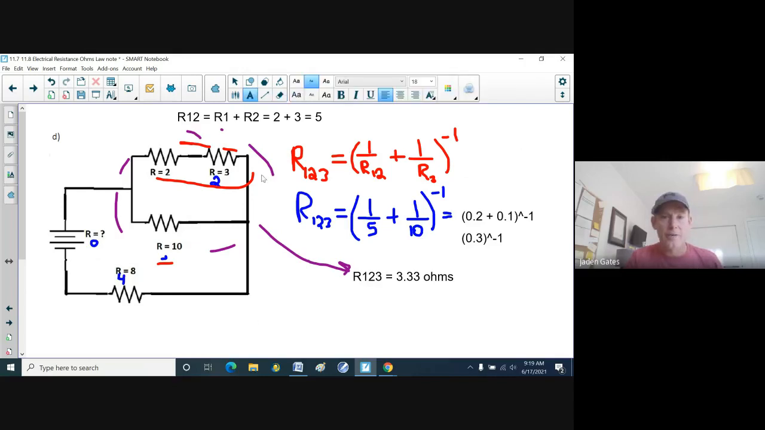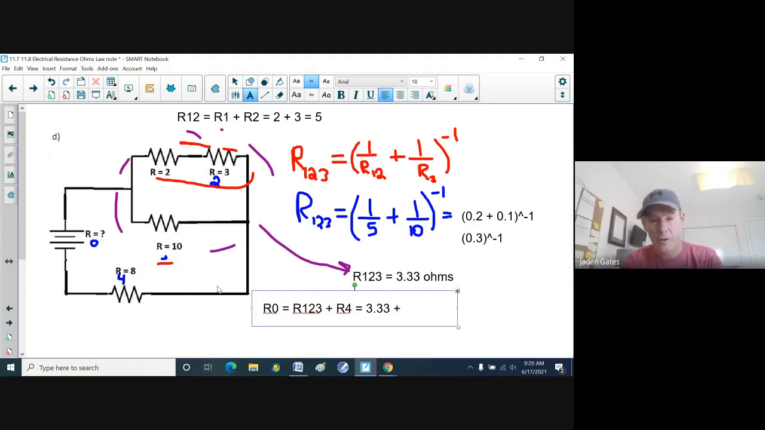Now, finally, to figure out R0, because now they're all in series, R0 is going to be equal to that R123 that we figured out, plus this lonely one resistor over here, R4. And so we have 3.33 ohms plus R4, which is 8 ohms. And so the equivalent resistance of the whole circuit is 11.33 ohms.